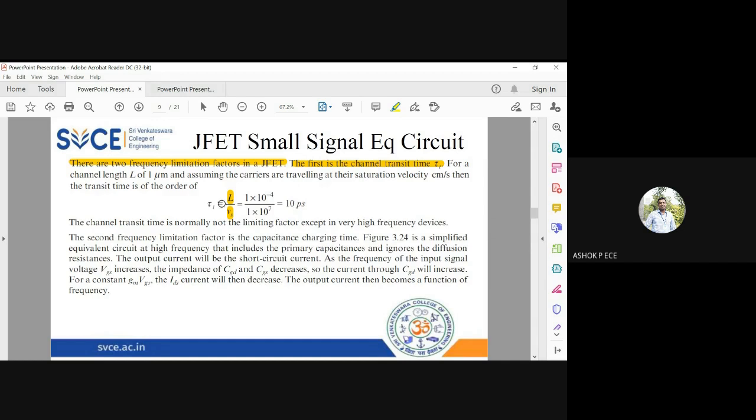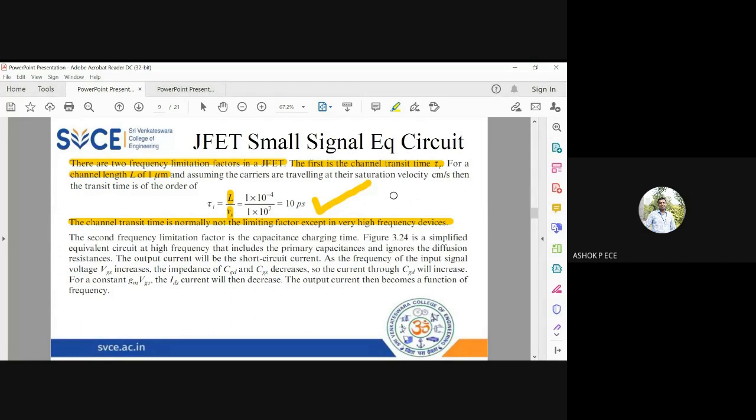Okay, so in a JFET, if the channel length is 1 micrometer, and assuming the maximum saturation velocity is 1 × 10^7 meters per second, then you will get the channel transit time to be 10 picoseconds. So if you take the inverse of this 10 picoseconds, 1 by 10 picoseconds, that is going to be the maximum frequency of operation of your device.